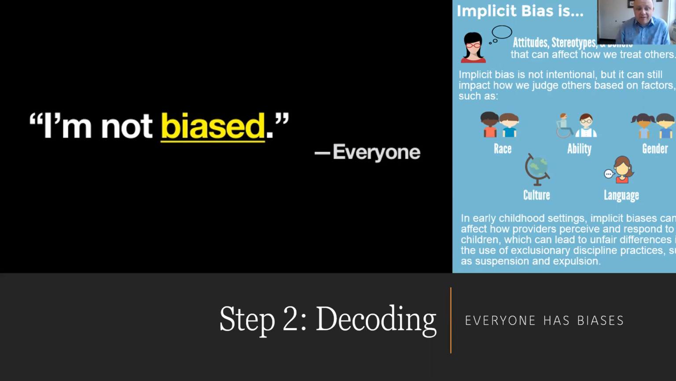And we simply talked about how everyone has biases, right? Everybody says I'm not biased, but everyone has biases. And when we talk about implicit bias, it's not intentional, but it still is going to impact the way that we interact with other individuals. Particularly for this course, we're focusing on ability level and individuals with disabilities. And we can talk about early childhood settings and how implicit bias can affect the way that we interact with individuals with a wide range of health conditions and disabling conditions, right? And so that's the second step that we take, that decoding component.